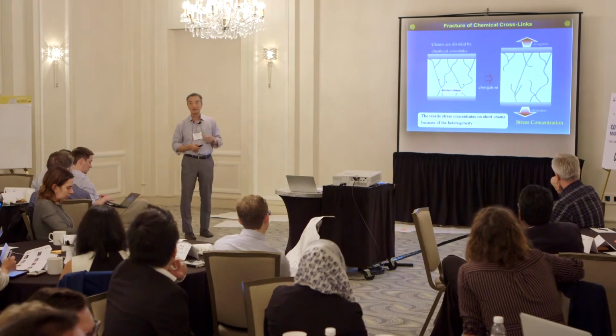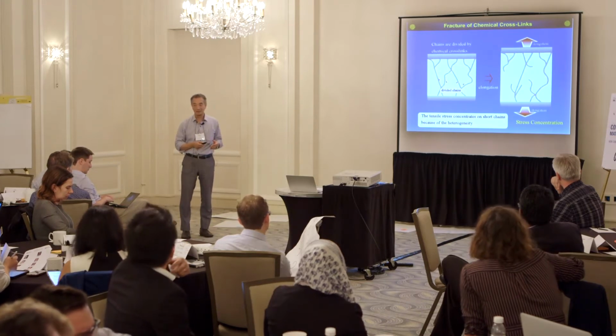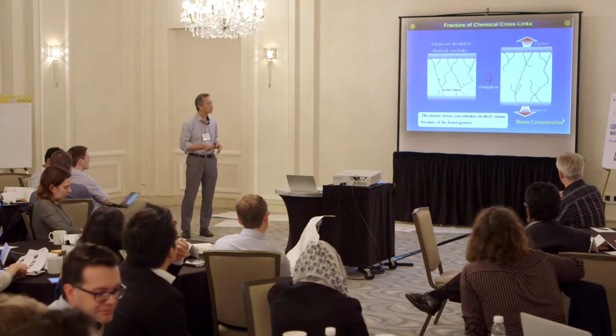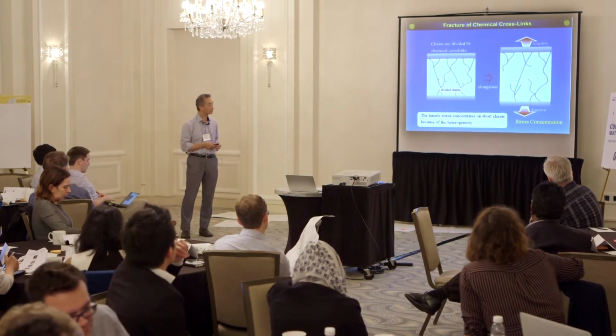Let me start. This slide schematically shows the fracture of the chemical crosslinks. In the usual polymeric materials, long polymer chains are divided into short pieces with different lengths by fixed chemical junctions. On tensile deformation, tensile stress concentrates on the shorter chains because of heterogeneous lengths of network strands. So the stress concentration easily occurs to break down usual polymeric materials.